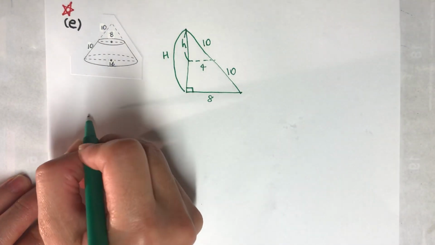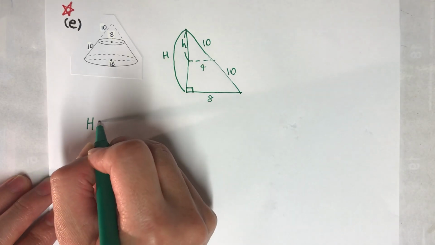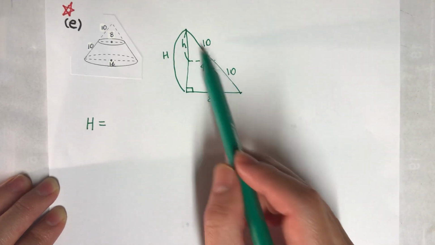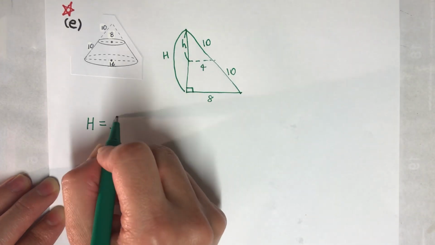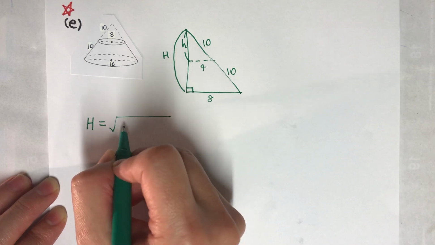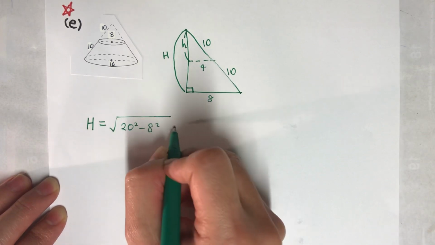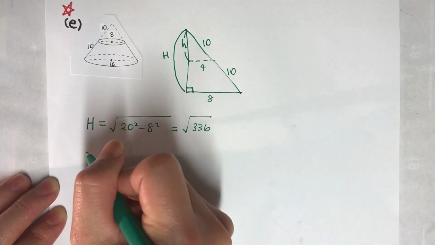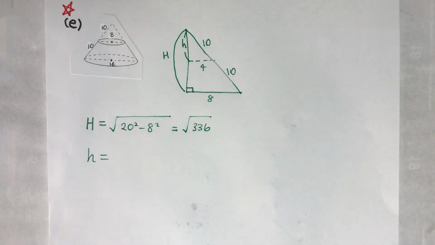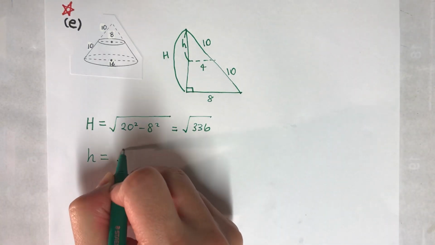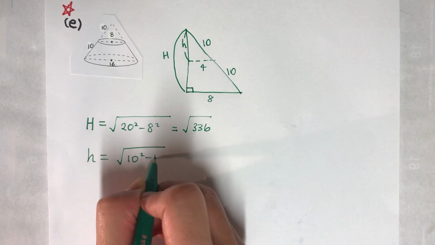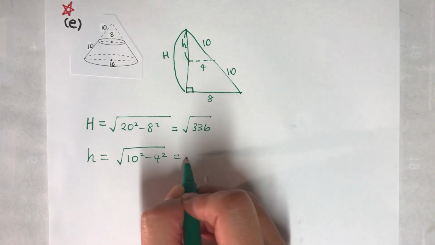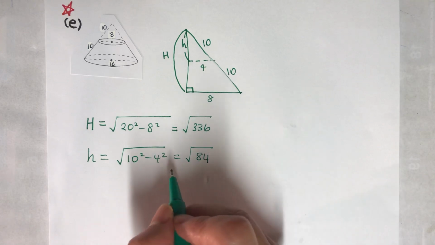Okay, so let's find the big height. It's good old Pythagoras. That's 20, isn't it? So 20 squared take away 8 squared. I'm going to keep this in the exact form, just easier for me to calculate. Put that in your calculator and you'll get the square root of 336. And the small height now is 10 squared minus 4 squared, isn't it? Because that's the hypotenuse, that's the base, so that will give me the square root of 84. Okay, so that's what we got.